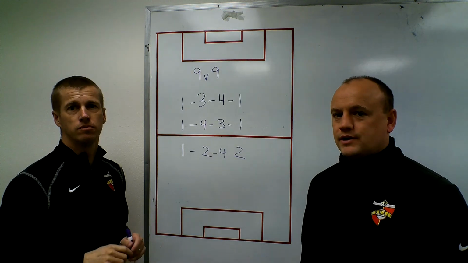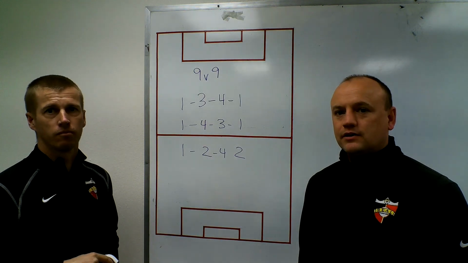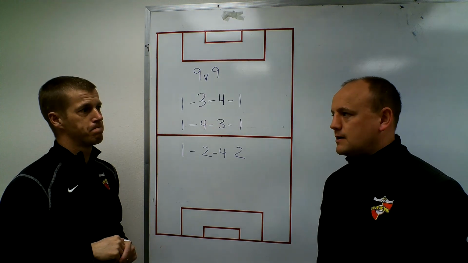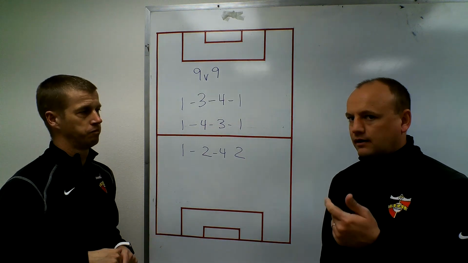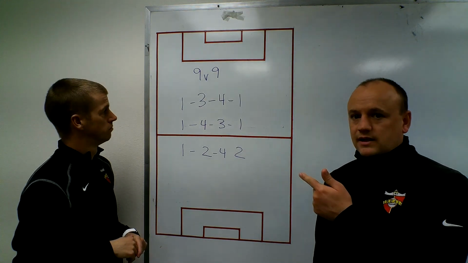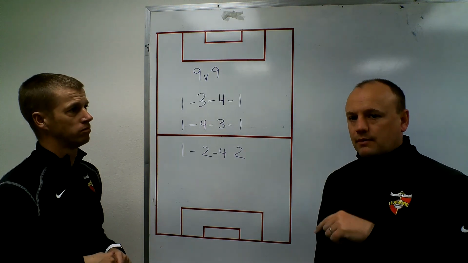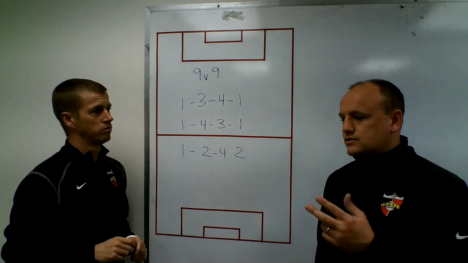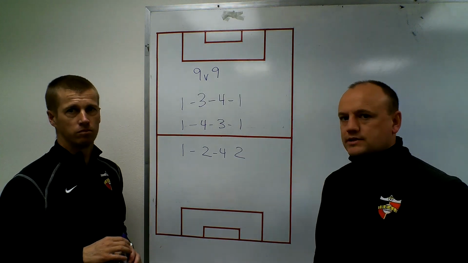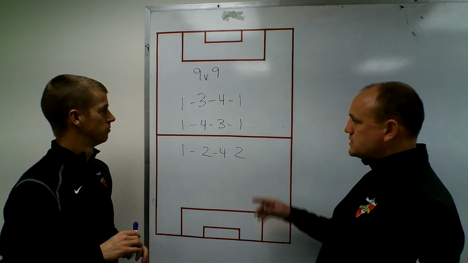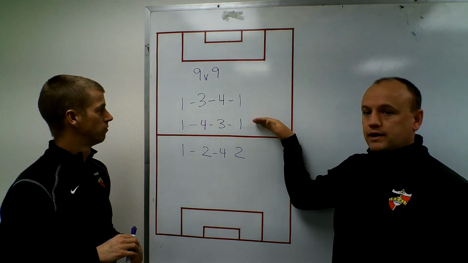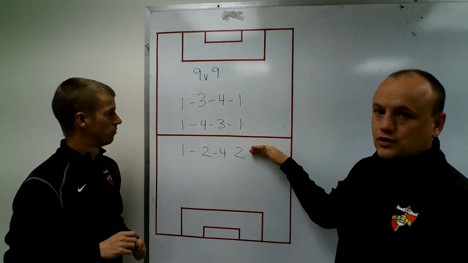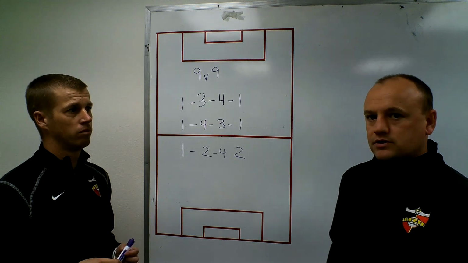Okay, so that was three different setups for 9v9. We looked at kind of a neutral setup, like at kickoff or whatever, what it might look like in the attacking half of the field, and what it might look like in the defending half of the field. So three looks and those almost transitional moments within the formation. So we went 1-3-4-1, 1-4-3-1, and 1-2-4-2. So just different options, different looks.